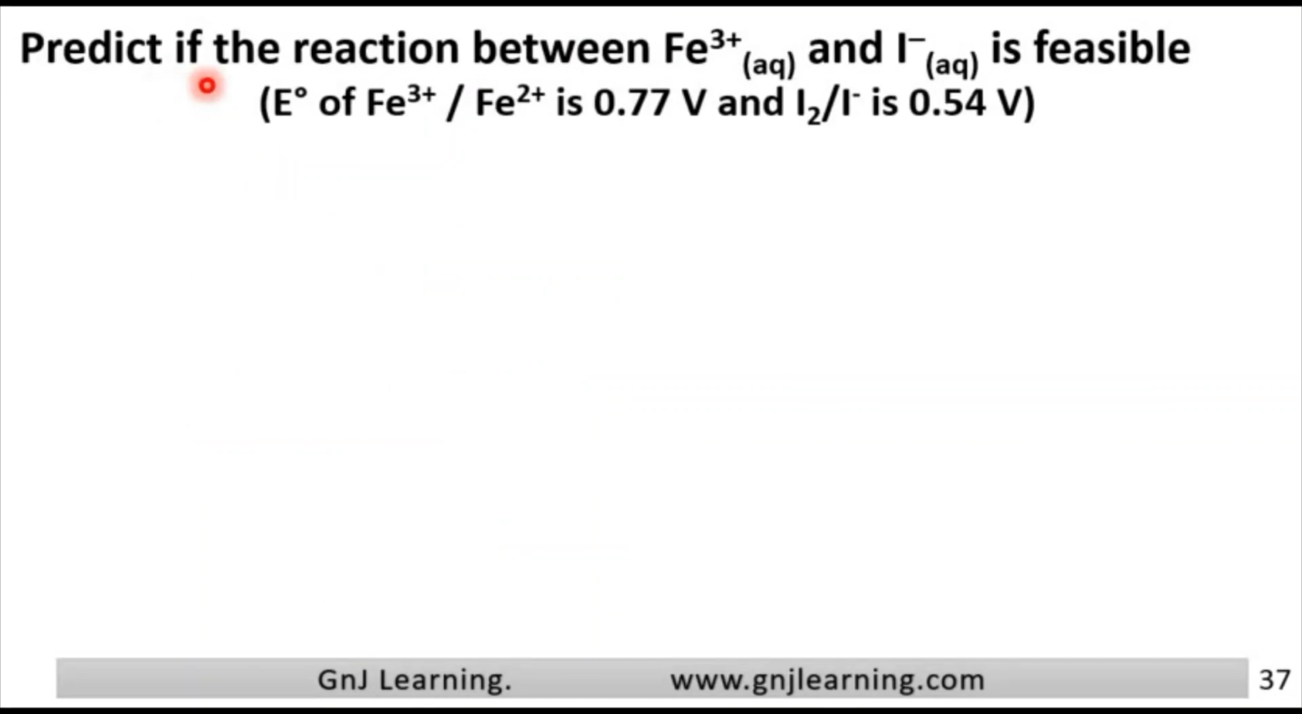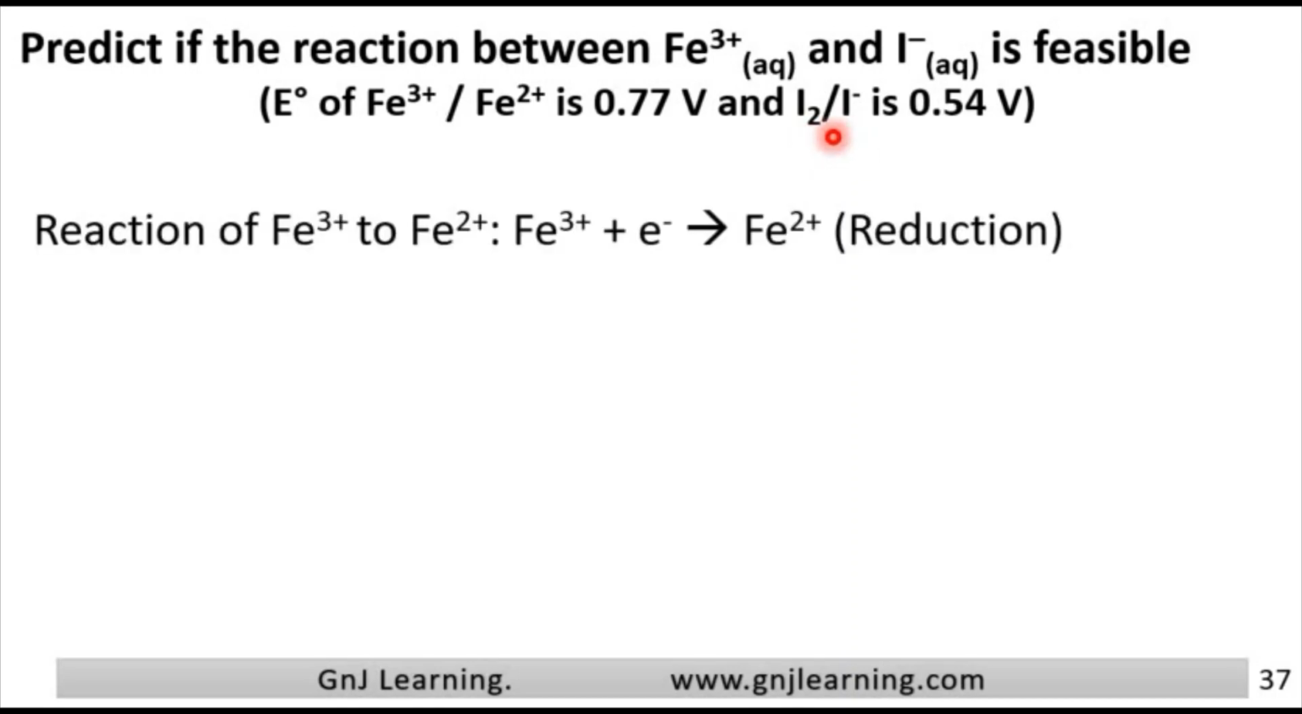So the question is, predict if the reaction between Fe3 plus and I minus is feasible or not. They have provided the E0 values of two half cells. One is Fe3 plus to Fe2 plus, which is 0.77 volt, and the other one is the I2 I minus electrode or half cell, and its E0 value is 0.54 volt. In Fe3 plus to Fe2 plus, the oxidation number is reducing. So the reduction half cell is Fe3 plus to Fe2 plus, and for I minus to I2, there is an increase in the oxidation number from -1 to 0. That means this is the oxidation half cell.